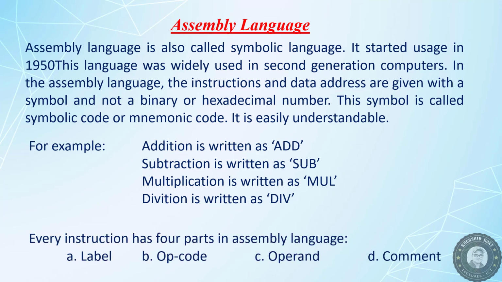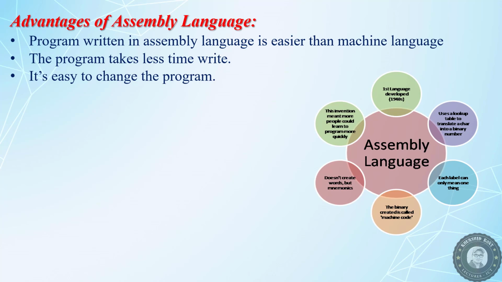Every instruction has 4 parts in assembly language. 1. Label, 2. Opcode, 3. Operation, and 4. Comment. Advantages of assembly language. The program written in assembly language is easier than machine language. The program takes less time to write. It's easy to change the program.